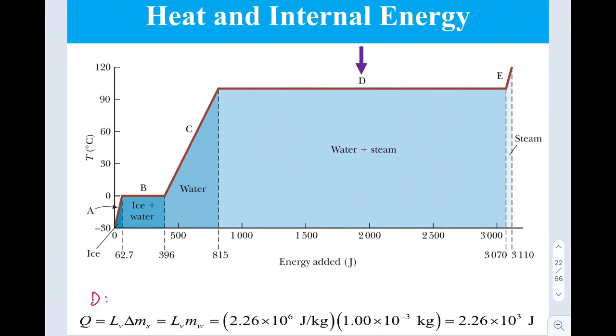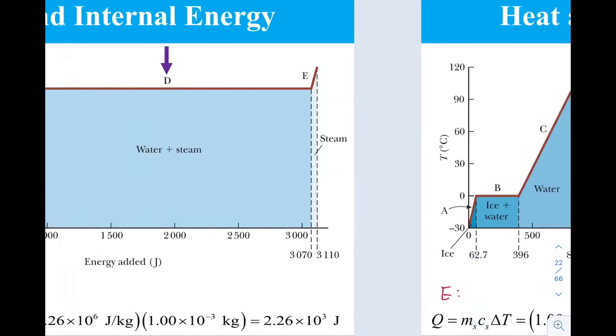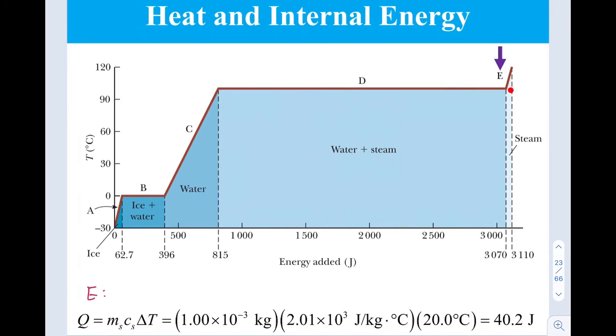For process D, at 100 degrees Celsius, the boiling water starts to convert itself into steam. So for this process, it is mL_V. A huge amount of energy is needed to change the water, the whole of the water, totally become steam. After it reaches the steam point, here we have process E.